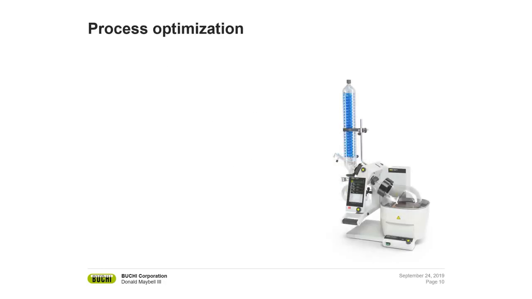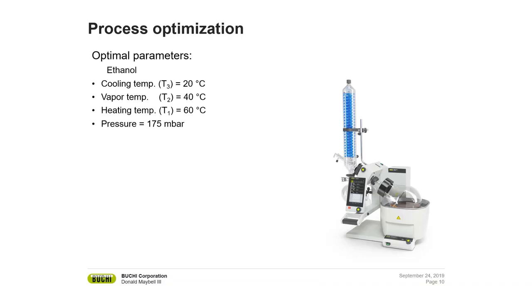Process optimization. So now we get into how to actually optimize your specific process. So just a quick example, I told you 60, 40, 20. So that means if you're working with ethanol, you will want your pressure to be 175 millibar.